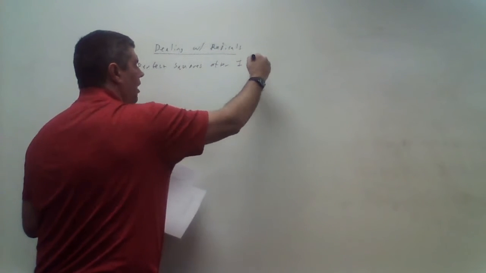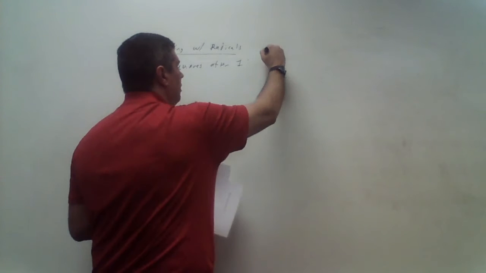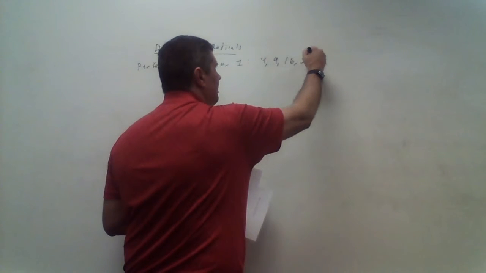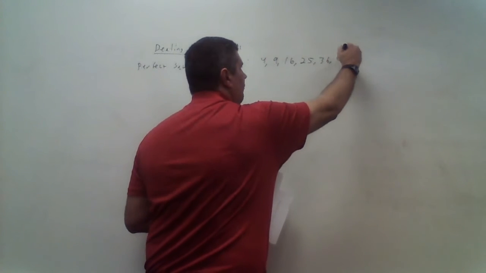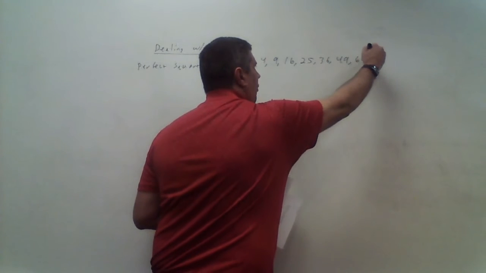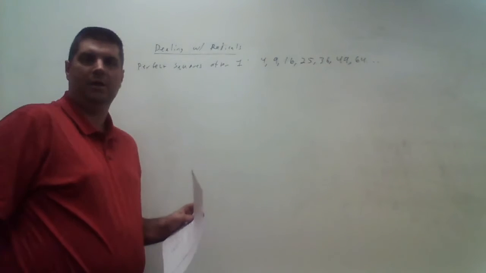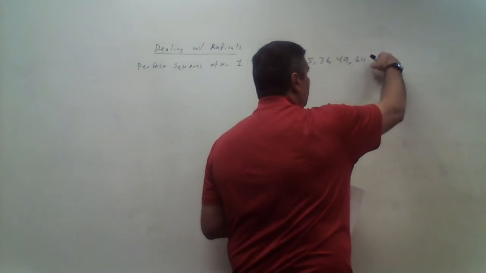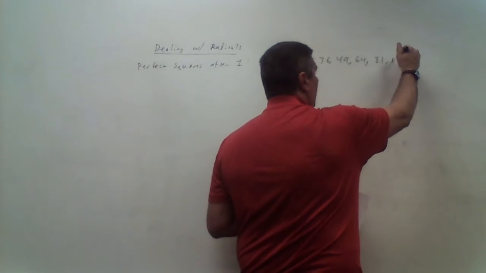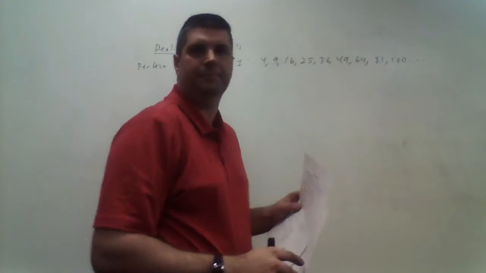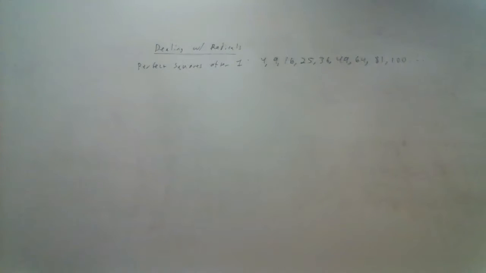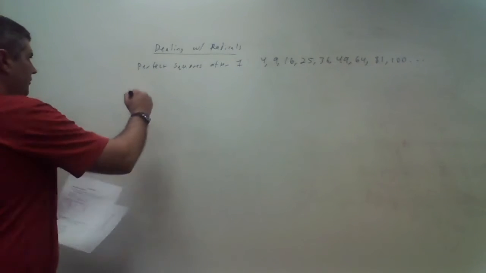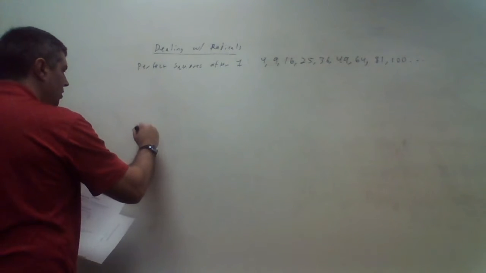Perfect squares after 1. Those are 4, 9, 16, 25, 36, 49, 64, 81, 100. They're the results of numbers times themselves. And then I'm going to put perfect cubes down here.